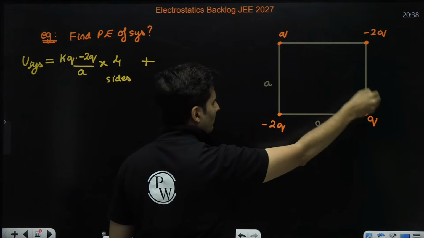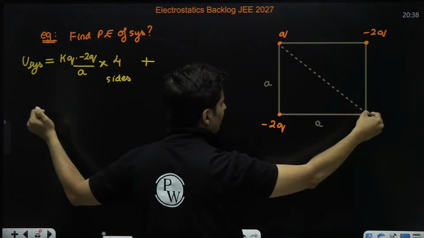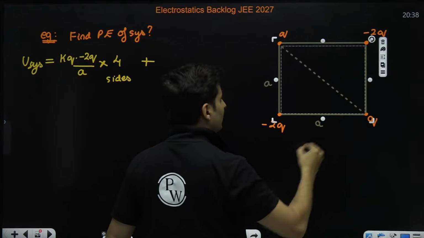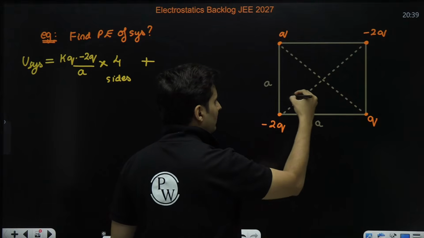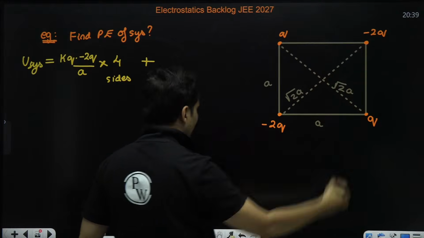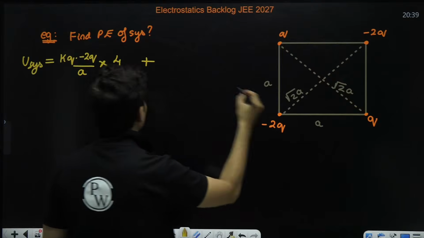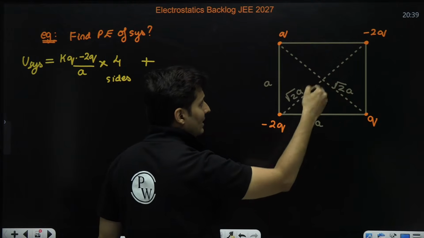Q with minus 2Q, minus 2Q with Q. Okay, it's the same thing. So now we are just interested in the diagonals, and we both know that the diagonals are nothing but root 2 times the side length. Root 2 times the side length.